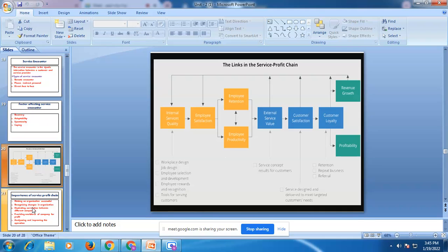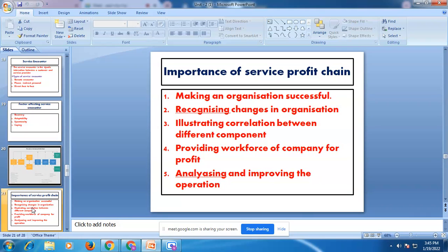Okay, the next is the importance of the service profit chain. First one is making an organization successful. All the constituents necessary to make the organization successful are linked by the service profit chain. The working model emphasizes the significance of a link between the components or a competent and skilled workplace.